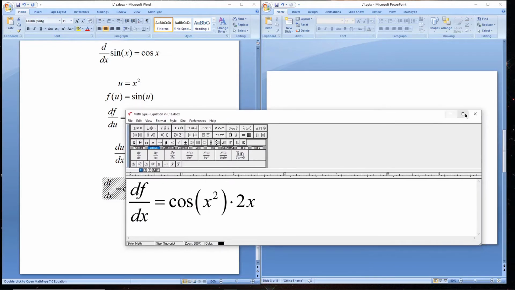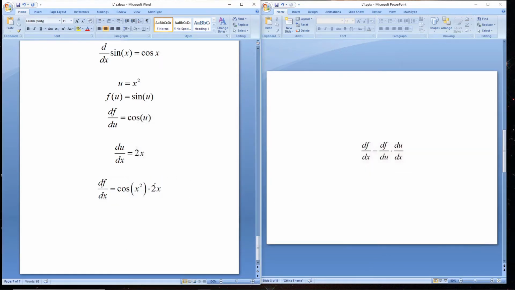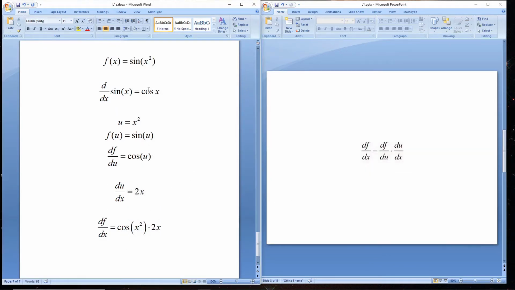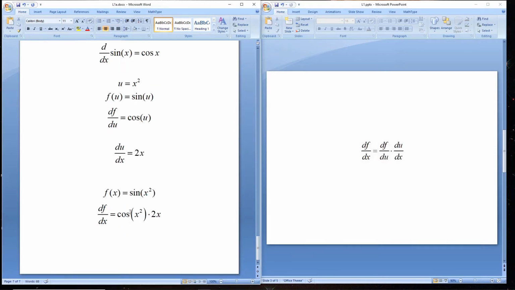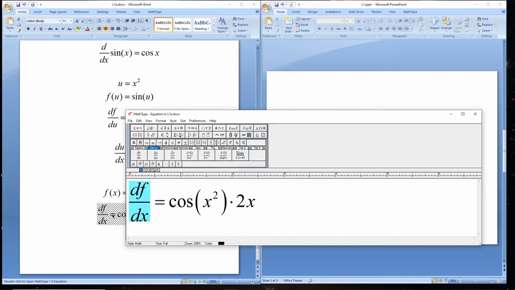And that's our answer. That is the derivative. So here is our function, and here is the derivative.